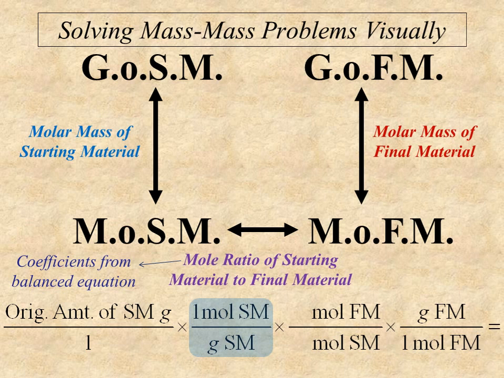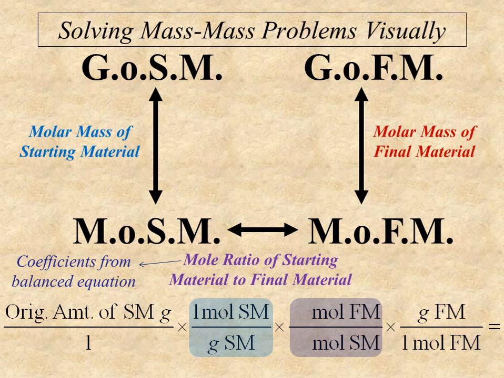Next is to go from MOSM to MOFM, moles of starting material to moles of final material. And again, the numbers that we use in this ratio will come directly from the coefficients. So when you look at your balanced equation, whatever your starting material is, whatever coefficient goes in front of its formula, that's the number that goes in your denominator. Whatever the coefficient is for the final material's formula, that number goes in the numerator.